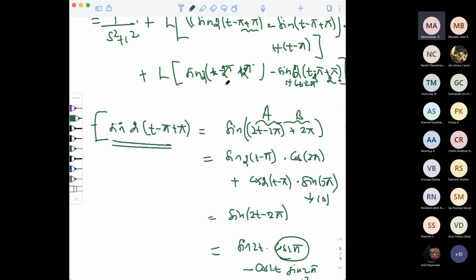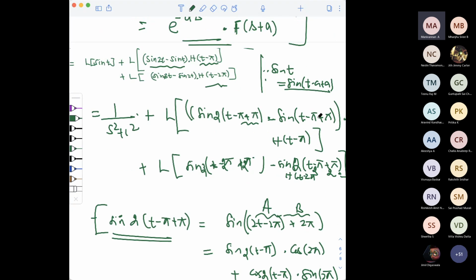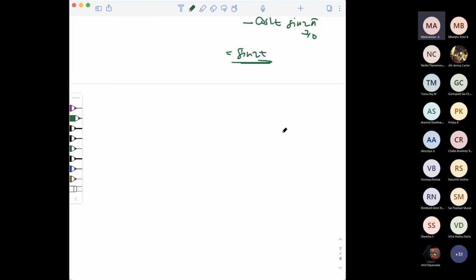Like that, for the negative term, sine of t minus pi plus pi, if I am computing it, it is sine of t minus pi plus pi. So actually we are going to get sine t only, right? Because it is minus pi plus pi. So it is in sine of plus pi format.